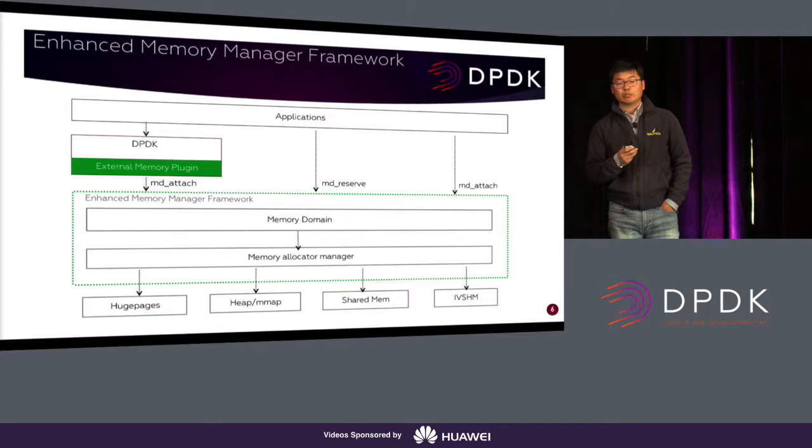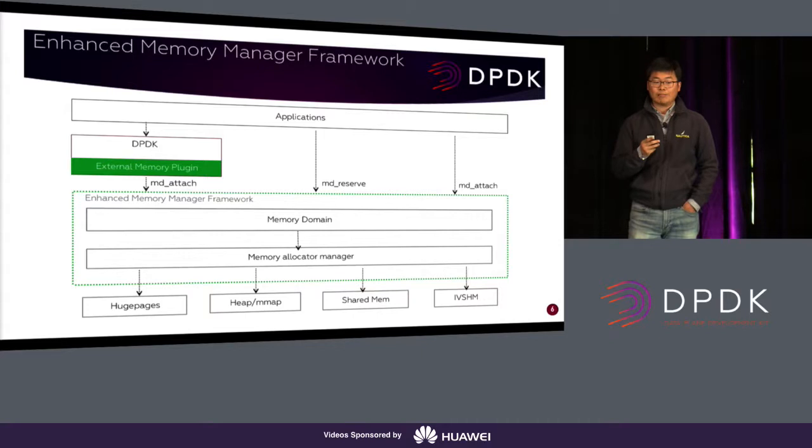If one application wants to originate communication with another VM, we can just define a memory domain to specify that its requirement is that it needs inter-VM. So we can allocate the memory from the inter-VM shared memory allocator. So all these kinds of memory allocators can exist simultaneously. Just based on different requirements, we request the memory from different memory allocators.